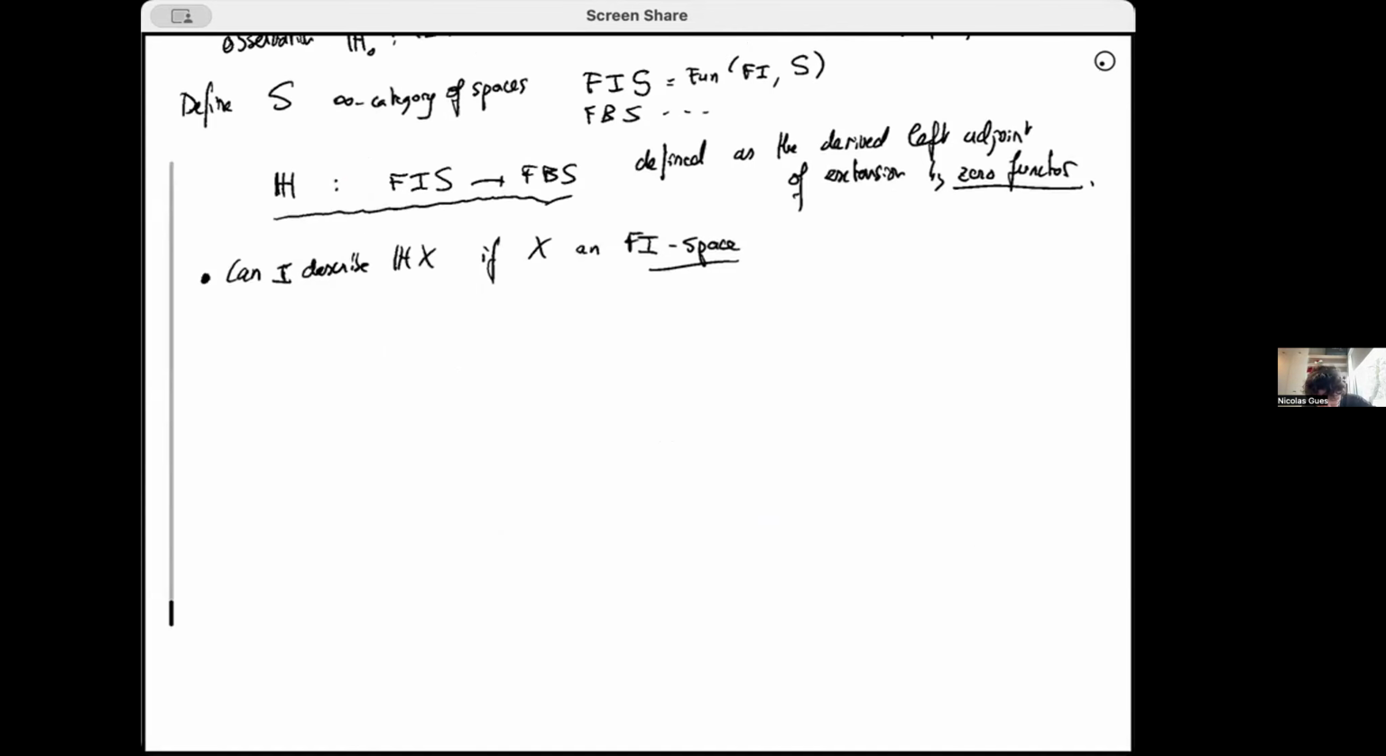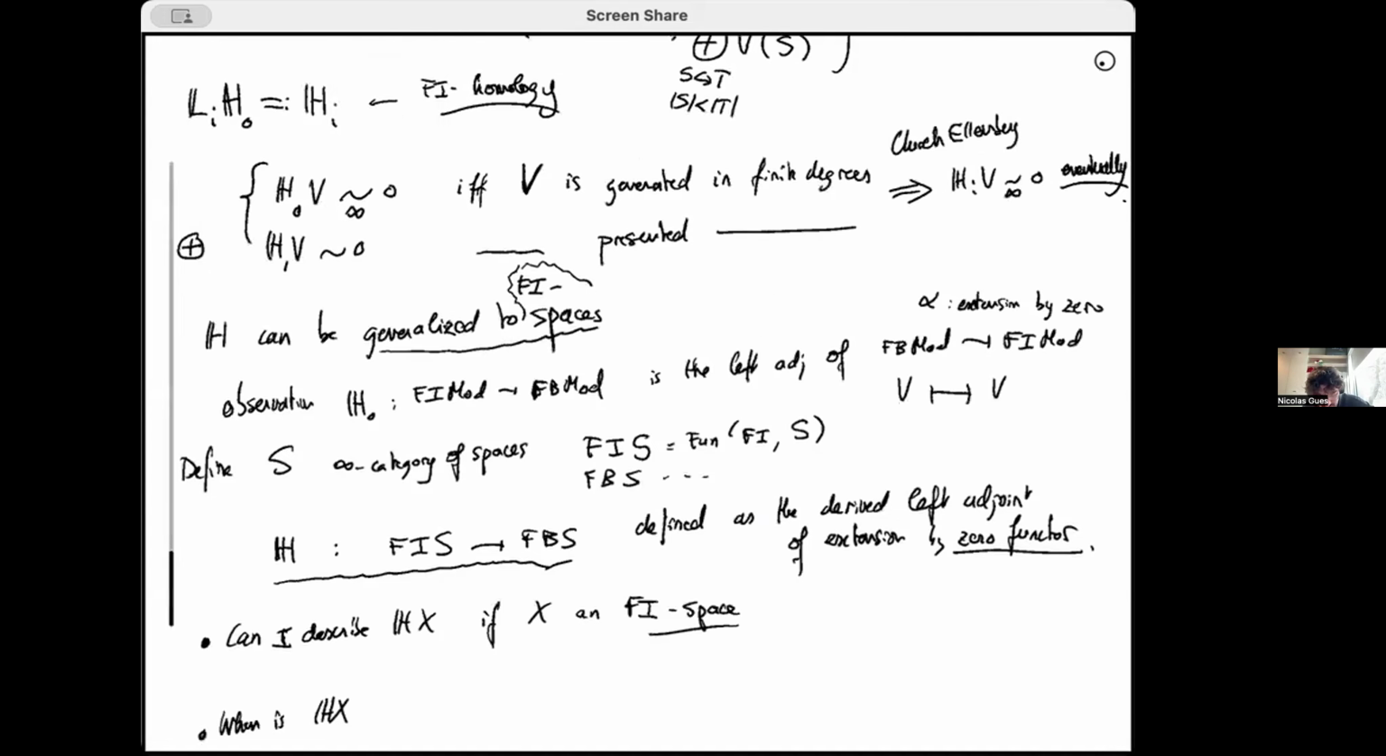And the correct analog for a space will be asking when this H of X is, so maybe I need to recall that. So Hi of V, I can see this as the ith homology group of the total left derived functor. So I have a map H from FI complexes to FB complexes, which will be the total derived functor of this functor H0 here. And so essentially what I want to prove is that these Hi's are 0.